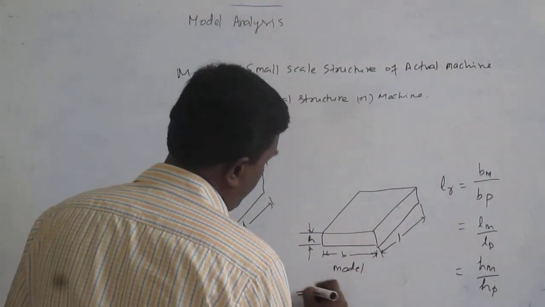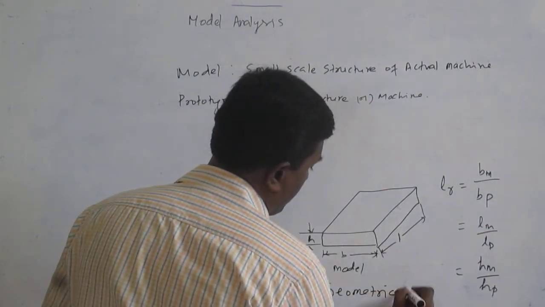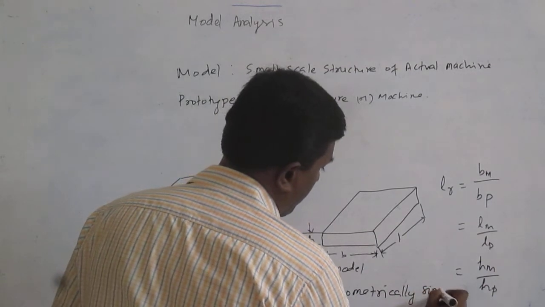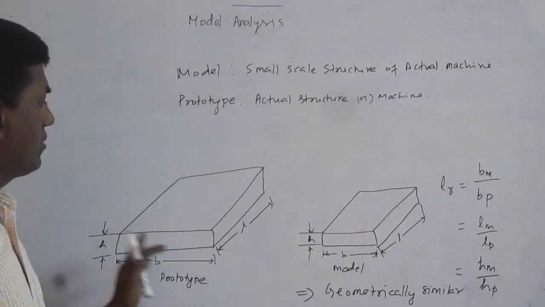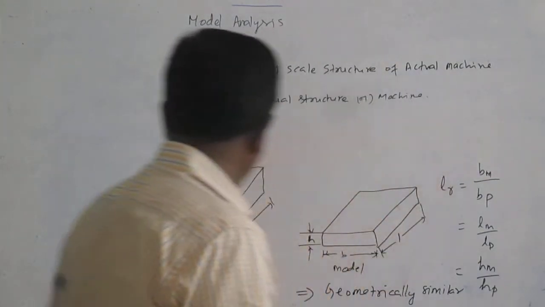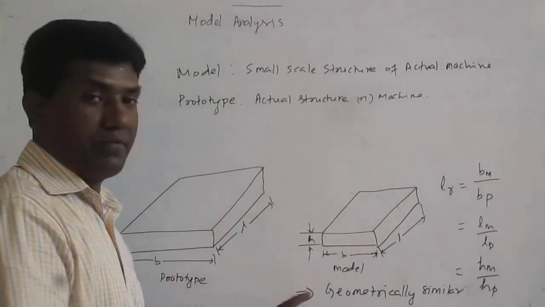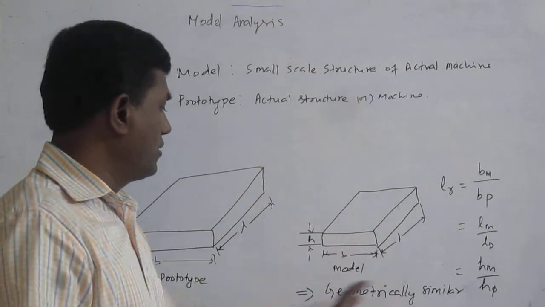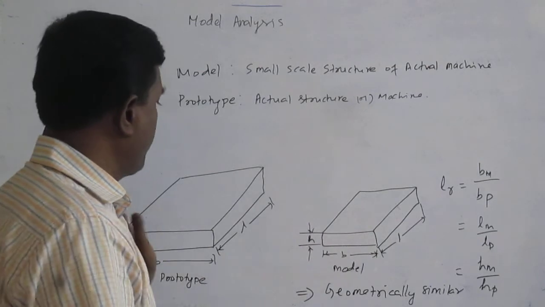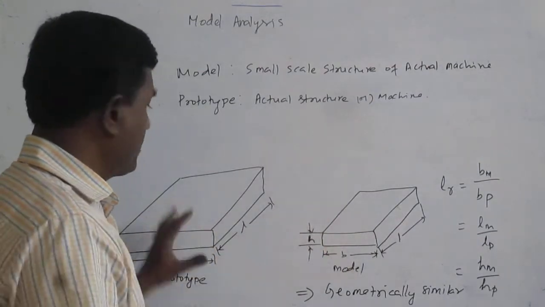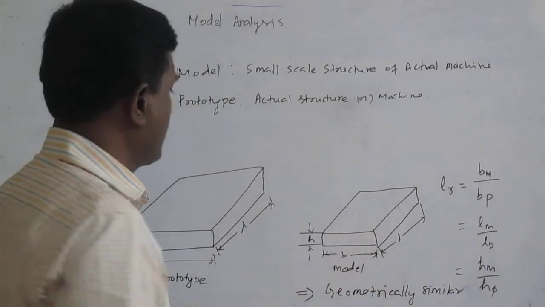Then such kind of element is called geometrically similar in model analysis. So this is for geometrically similar. If we want to have the geometric similarity, we should have the similar shape, that means same shape but with different dimensions. Then only geometric similarity exists.